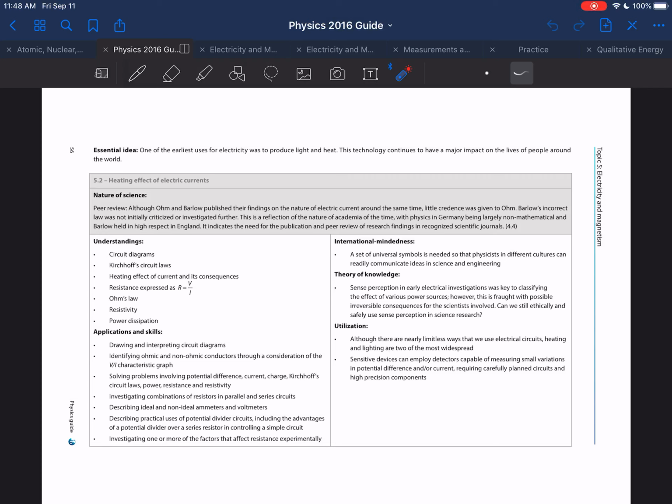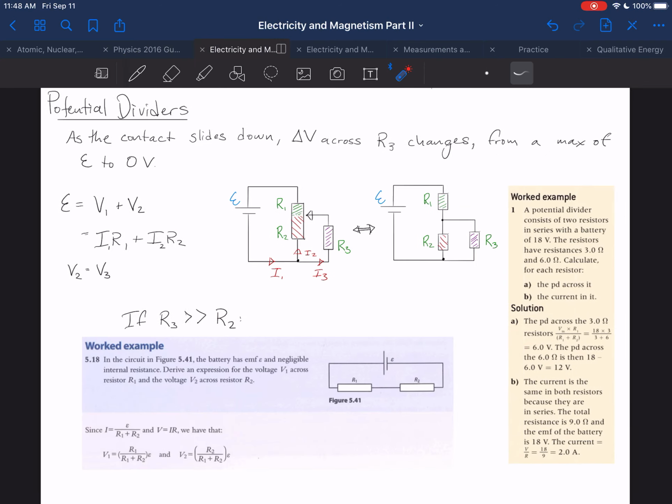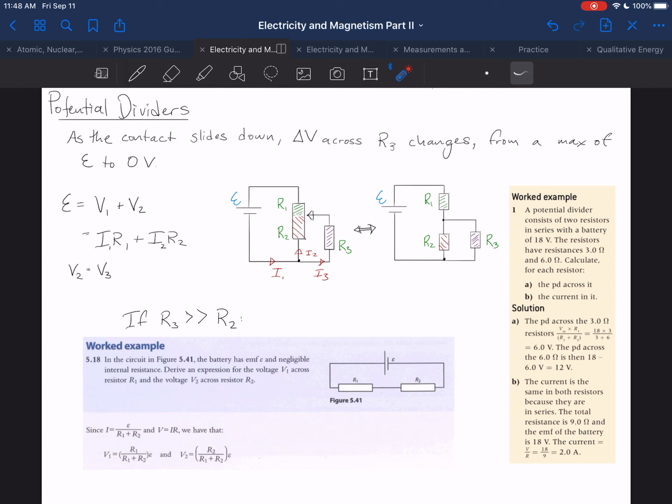Hello everyone! In this video we will continue to examine topic 5.2, the heating effect of electric currents, and in particular we will describe practical uses of potential divider circuits. Alright, so I described the use of a potentiometer, which is this device here where you can choose how much of the potential of the original EMF you would like to apply to your third resistor. This can always be analyzed like this, and this arrangement is a potential divider circuit.